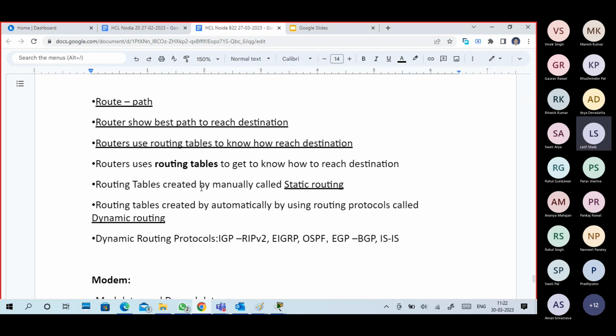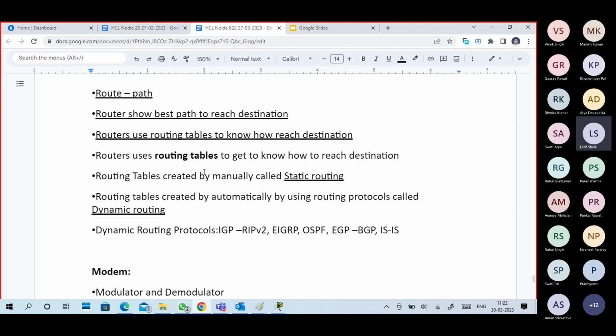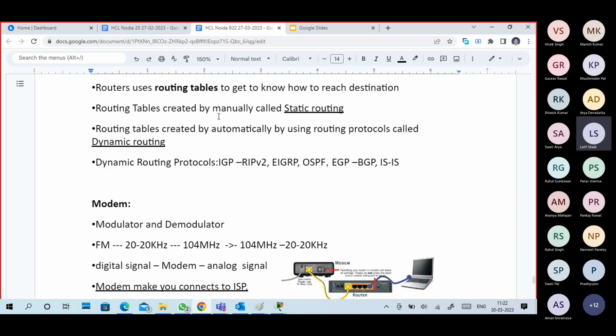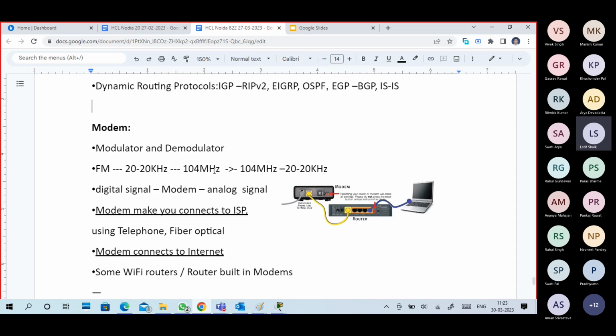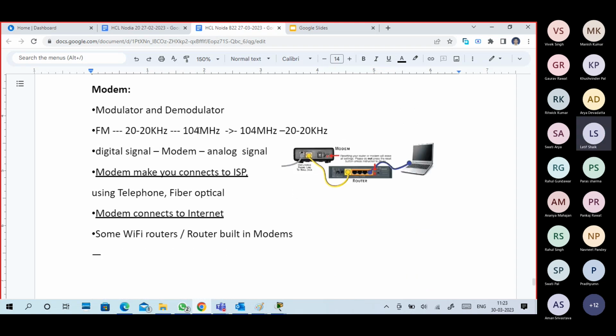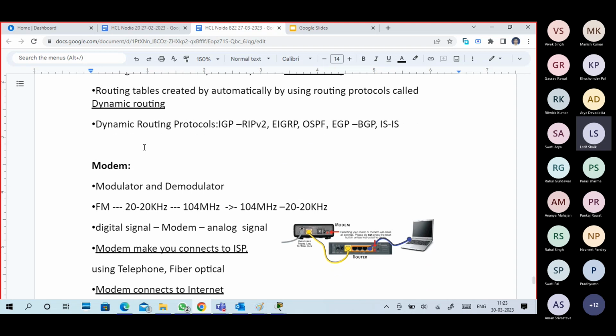Route means the best path to reach the destination, and the router tells you how to reach the destination using its routing tables. These routing tables can be created manually or automatically. To create them automatically, we need dynamic routing protocols, RIP, EIGRP, OSPF kind of stuff. Okay, up to here?